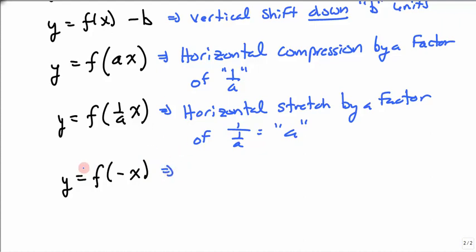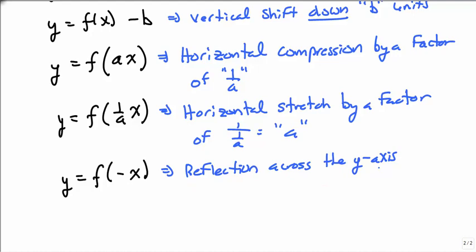Well, when the negative was on the outside, it was a flip across the x-axis. When the negative is on the inside of the argument, would be basically a reflection across, not the x-axis like the other one, but this would be a reflection across the y-axis. So everything that's to the right flips left, and everything that's to the left flips right. So reflection across the y-axis.